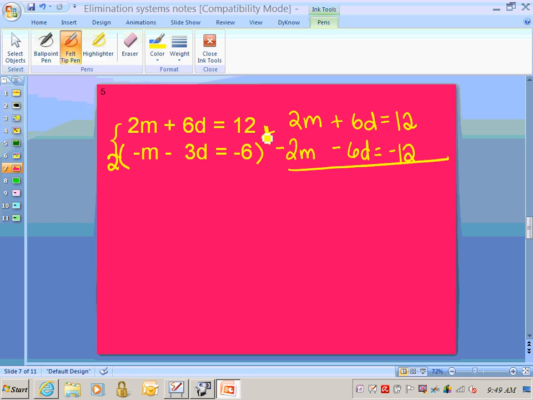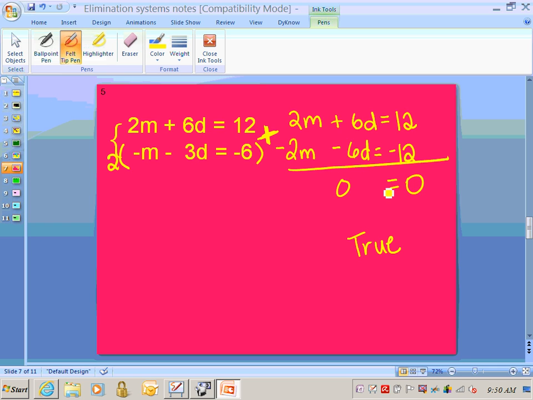Our big plus sign over here. What do we got? 0 equals 0. True or false? True. So is it no solution? Yes. So there's no number you can put in for M and B that will make this true?